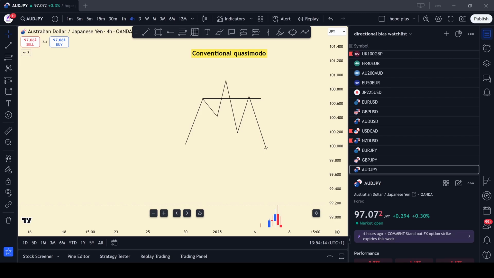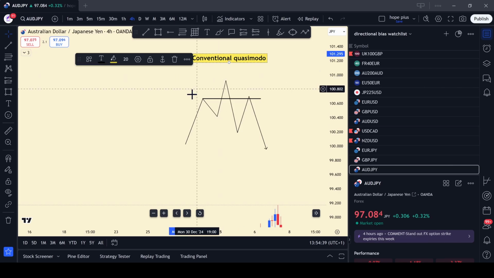In my last video, I explained the 3 types of opening price, and I got a lot of comments from you guys that I should explain one after the other. And that is what this video is all about. The first price I'm going to talk about is the Quasimodo opening price. But before I do, I want to talk about the conventional Quasimodo.